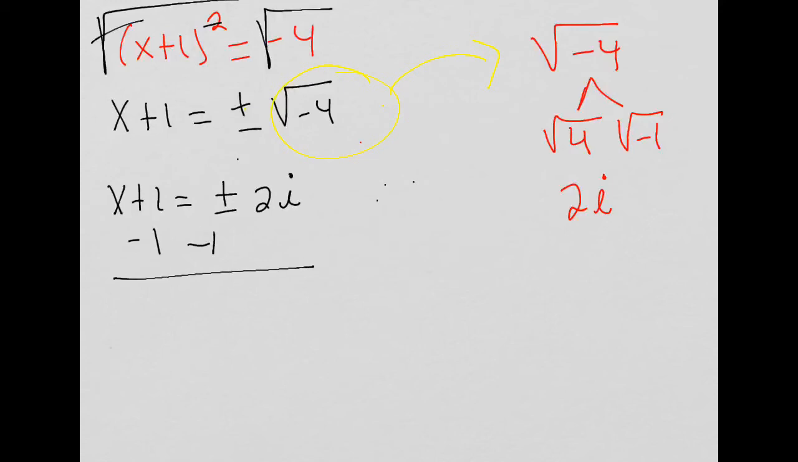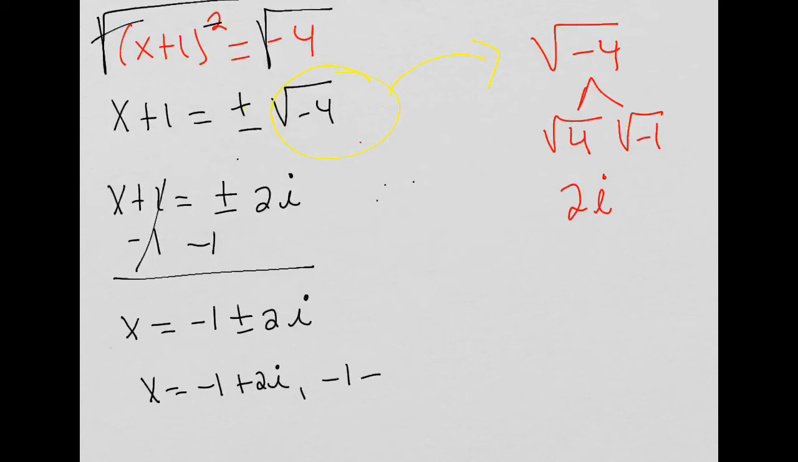Minus the 1 on both sides. x equals -1 plus or minus 2i. So x equals -1 plus 2i, and x equals -1 minus 2i. Those are your two solutions for this quadratic equation.